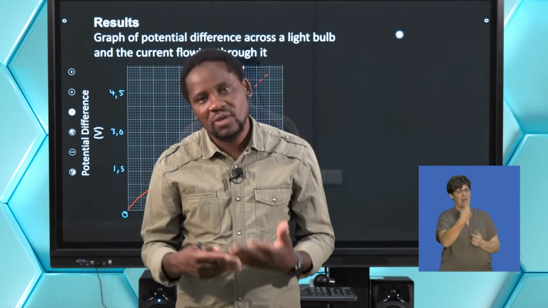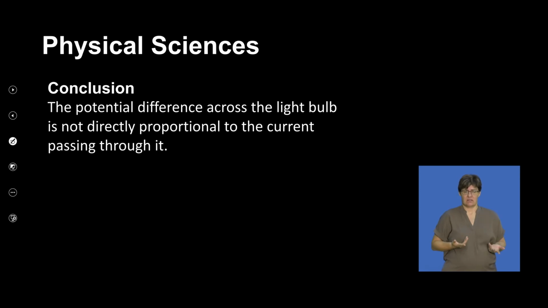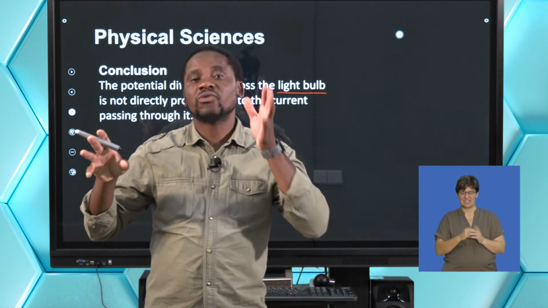Now, in terms of Ohm's law, which is what is of interest to us, we're asking ourselves important questions. We can immediately tell that the potential difference across this light bulb is not directly proportional to the current that's passing through it. That's the long and short of it in terms of the light bulb.